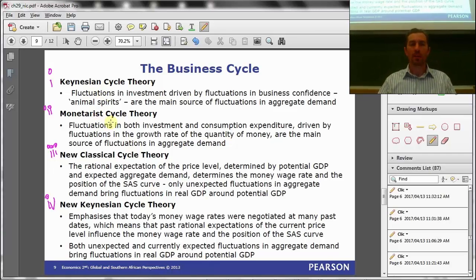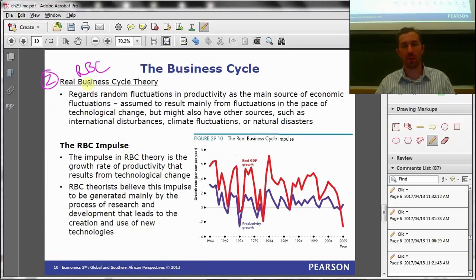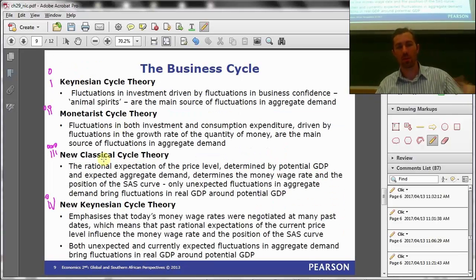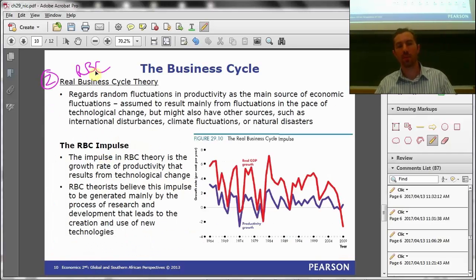And both of these are kind of a reflection of what they describe here as new classical theory versus new Keynesian cycle theory. New classical cycle theory is in fact more like the real business cycle theory; it is where it begins. Then the real business cycle theory, because it's classical, focuses on the supply side.